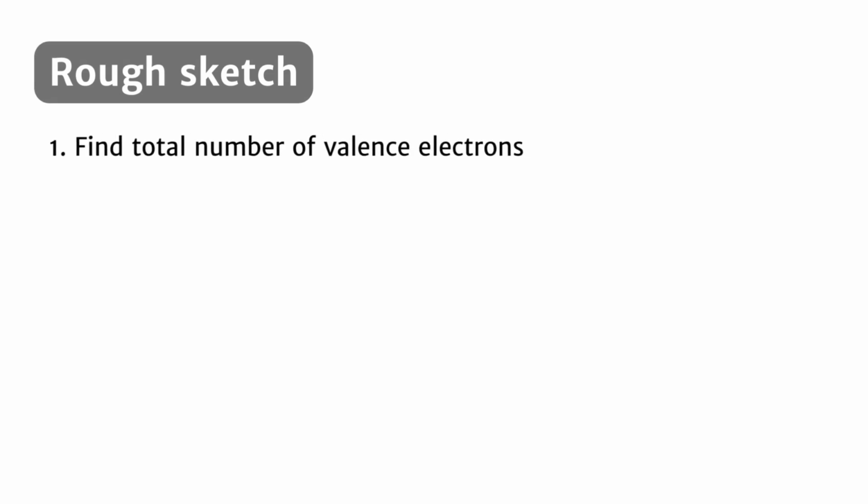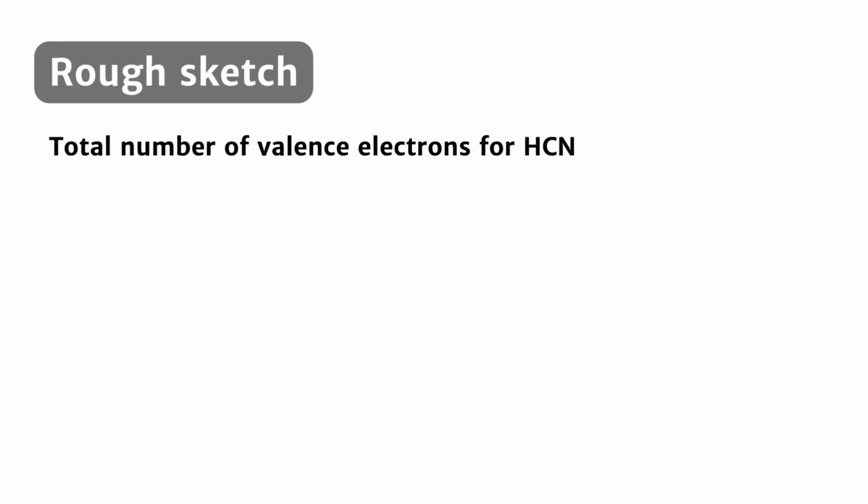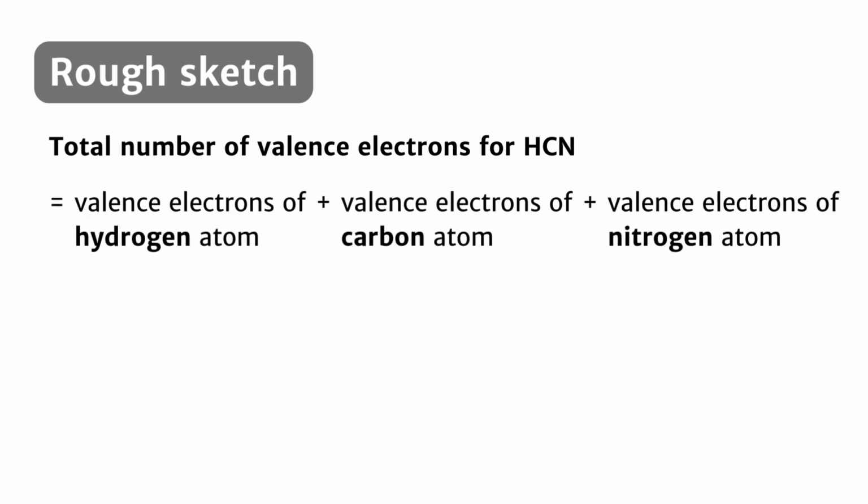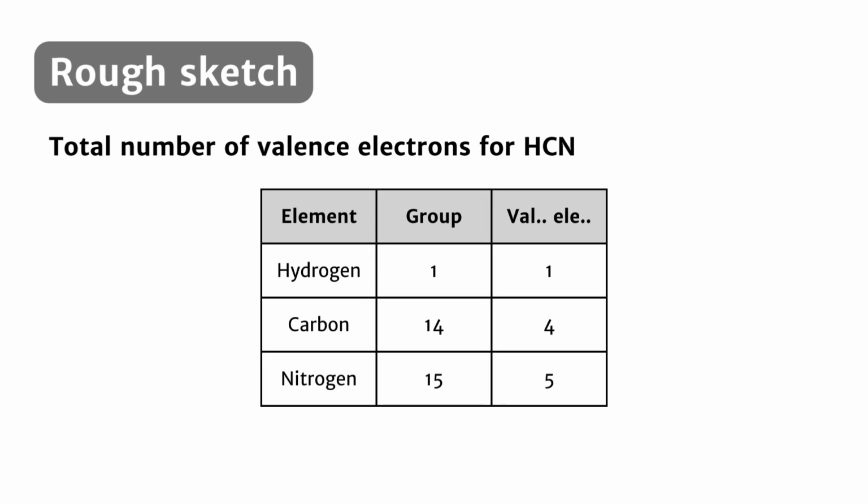Prior to sketching the rough diagram, initiate the process by calculating the total number of valence electrons and then identify the central atom. The total valence electrons in HCN are determined by summing the valence electrons of each atom. Hydrogen, a member of group 1, provides 1 valence electron. Carbon, from group 14, contributes 4 valence electrons, and nitrogen, a group 15 element, adds 5 valence electrons.